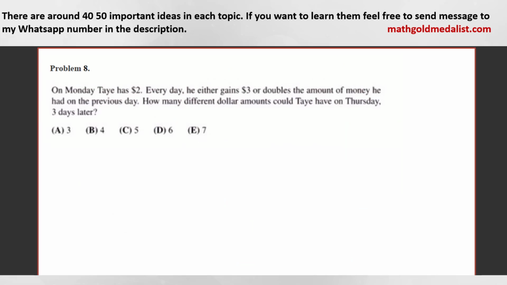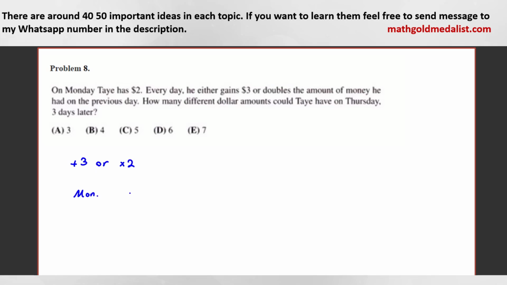Problem 8. On Monday, Tay has $2. Every day, he either gains $3, so we have plus 3 every day, or multiplies by 2, or doubles the amount of money he had on the previous day. How many different dollar amounts could Tay have on Thursday, 3 days later?